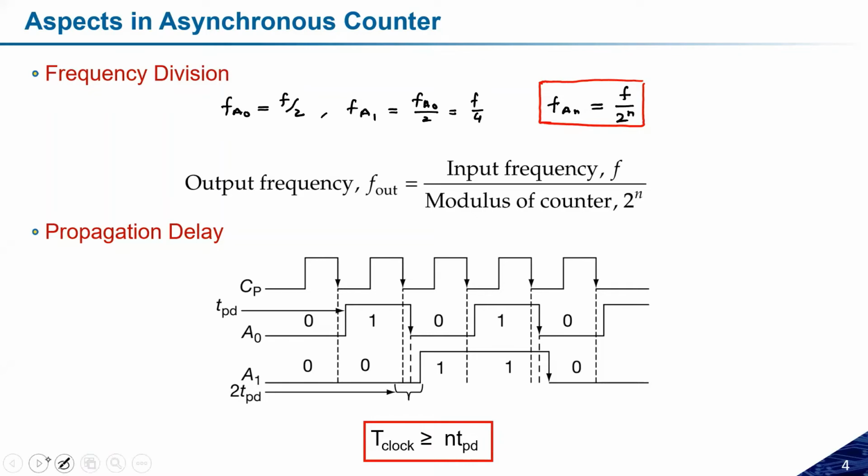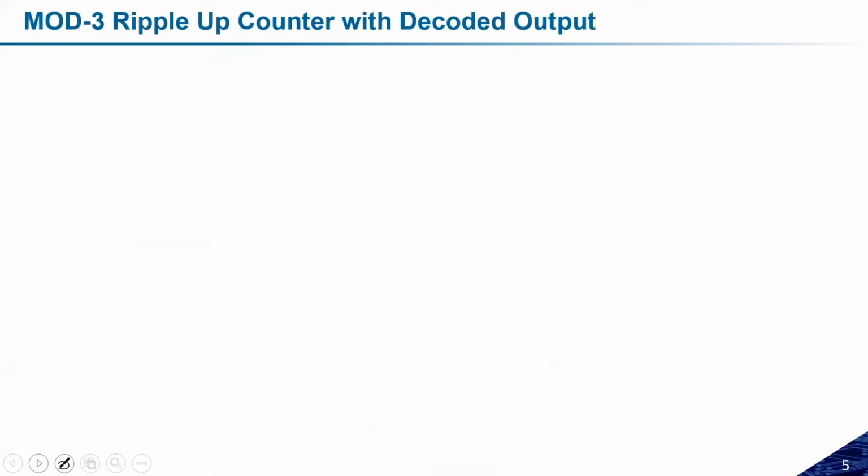Hope the points are clear, like how we are doing the frequency division and the propagation delay. Now, I just told you we can have a mod 3 counter as well. Mod 3 counter is also possible. If I want to make a counter with a reduced number of stages, then a modulus 3 or other counter is sufficient. So let us see how we can make the modulus 3 counter.